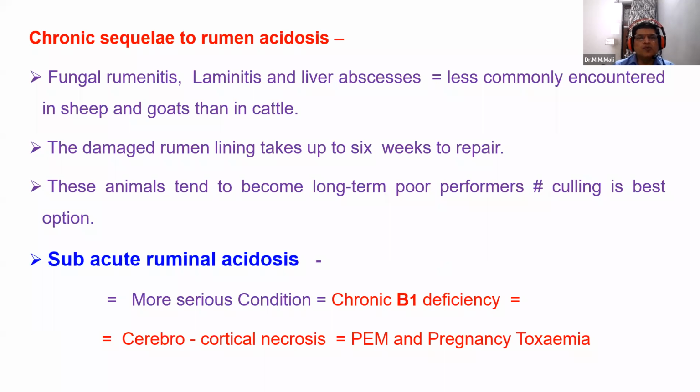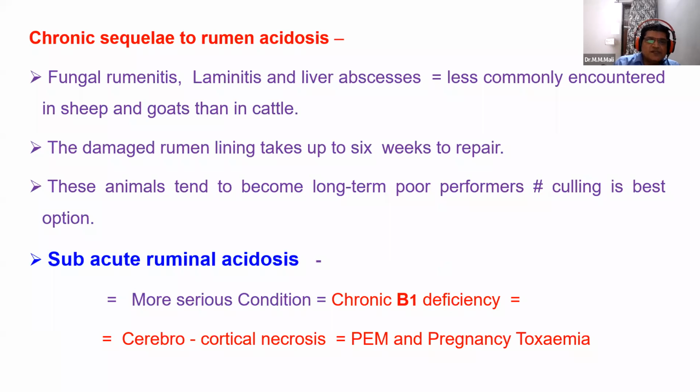The chronic sequelae to rumen acidosis are very important in understanding the actual pathogenesis of this ruminal acidosis. So prolonged conditions of ruminal acidosis always cause ruminitis, and this may be either bacterial or fungal. There may be occurrence of laminitis and liver abscesses, however these are less commonly encountered in sheep and goats than in cattle. But certainly this sequela of ruminal acidosis is a very serious concern to the clinician and particularly the field veterinarians. The damaged rumen lining takes up to 6 weeks to repair.